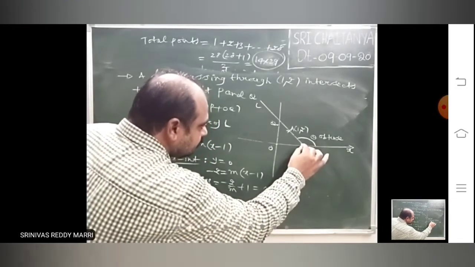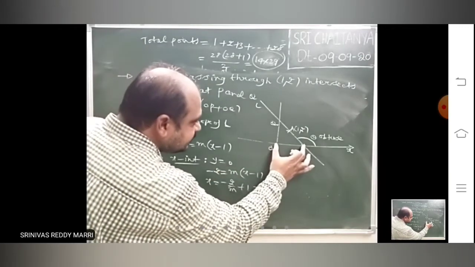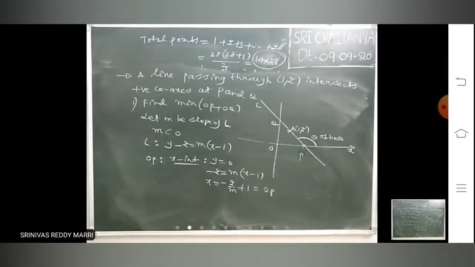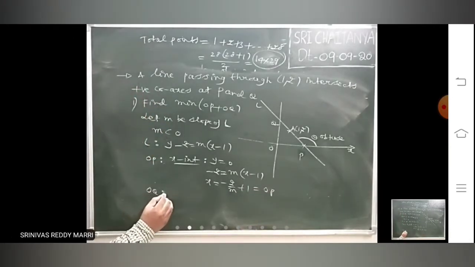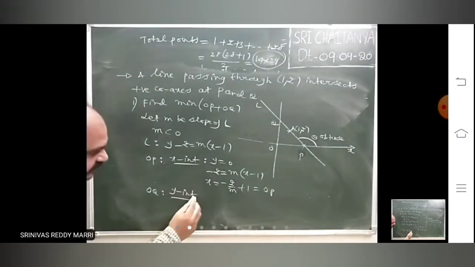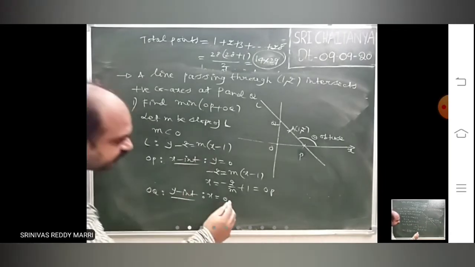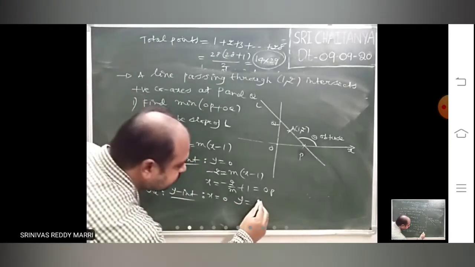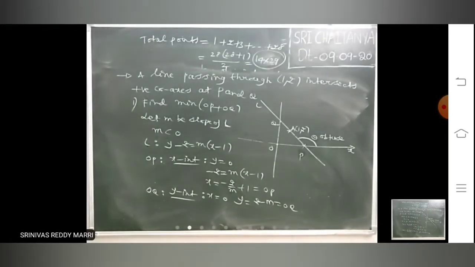This point is minus 2 by m plus 1 comma 0. It is the x-intercept because it is on the positive x-axis. Now OQ is nothing but the y-intercept. To get it, substitute x equal to 0, and the 2 comes to this side: 2 minus m. This is OQ. So I got OP and OQ.